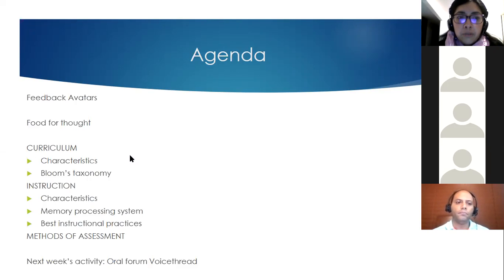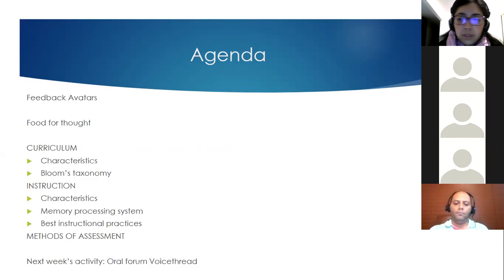First, we will have a short reflection about assessment, and then we will talk about curriculum, instruction, and assessment. Those are three things that are related and complement each other. And finally, we will talk a little bit about the activity that we will have for next week, which is the week that we start study guide number 3. So that is what we are going to do today.